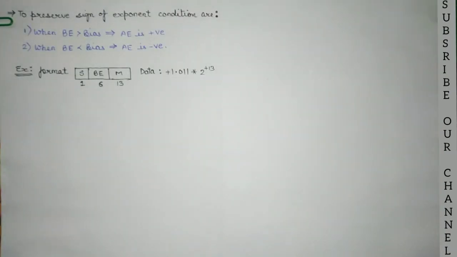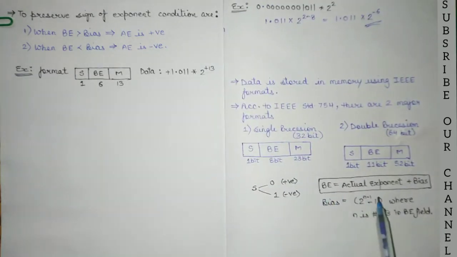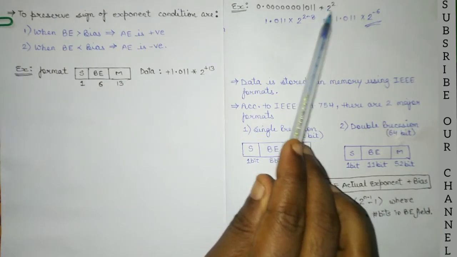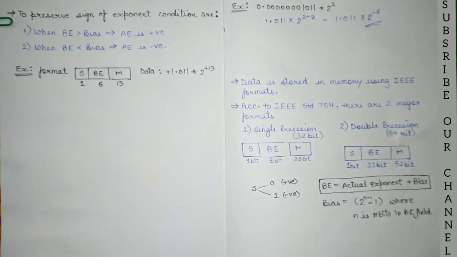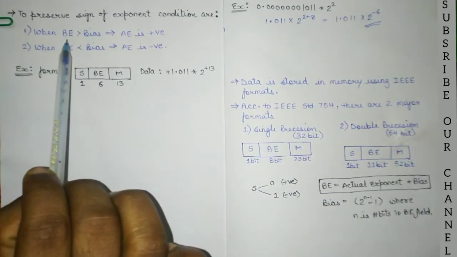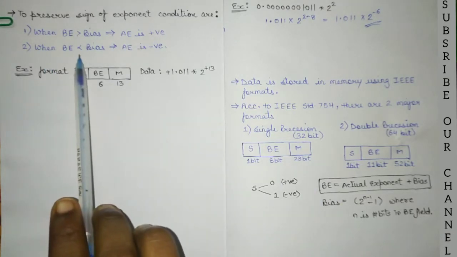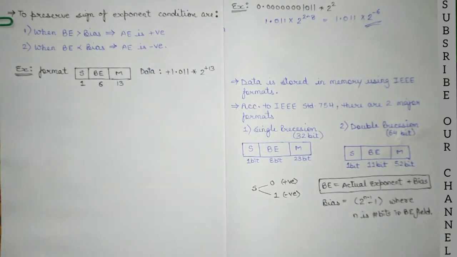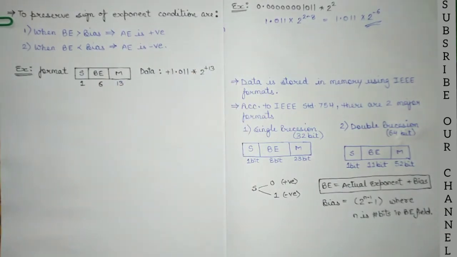So now we have found out what is BE. Whenever we are retrieving the data, we have to find out the sign as well, whether the sign of the exponent is positive or negative. So the sign of the exponent can be preserved using these two conditions. When BE is greater than bias, the actual exponent will be positive, and when BE is less than bias, that means the actual exponent is negative, right? So now quickly move on to this particular example, and let's try to solve this.